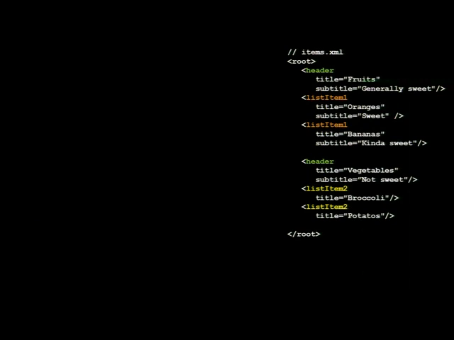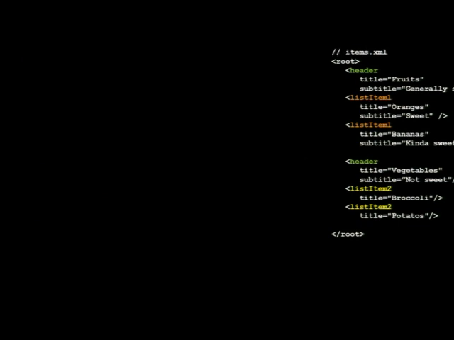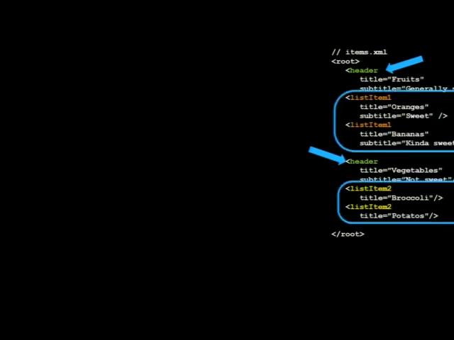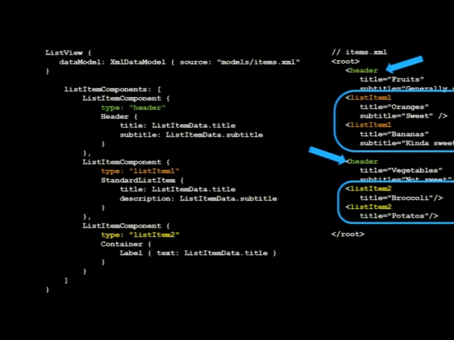What we have here is an XML file with some data. And this data consists of fruits and vegetables. So the first kind of data we have here is the header kind of data. And here we have the fruits and the vegetables. The second kind of data we have in this XML model is the fruits. And we call this the list item one kind of data. And then third, we have the list item two kind of data.